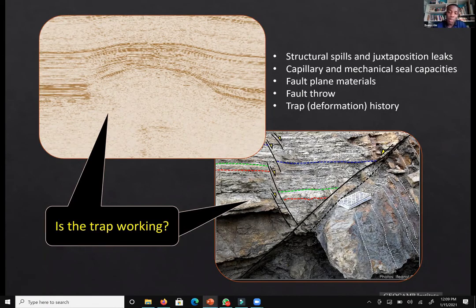And then another very important thing is, what is the history of this? If you're able to answer all those questions about materials, the capillary and mechanical seals, you're also going to ask the question of, what happened to this rock initially and what happened thereafter? So that's where the history becomes a very important piece of the story. So that's what this question is: is the trap working? That's what it is all about.